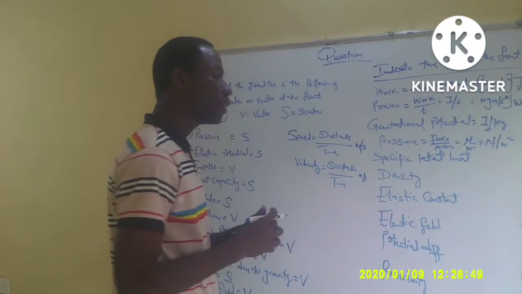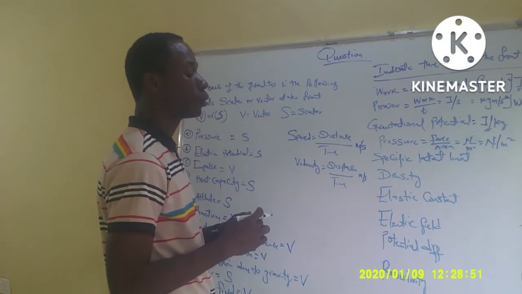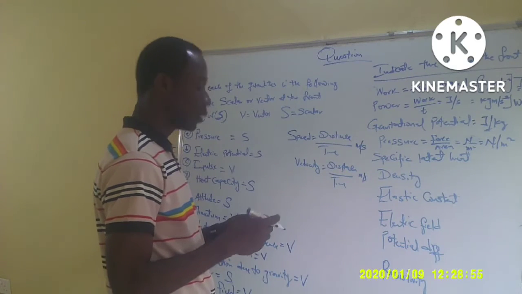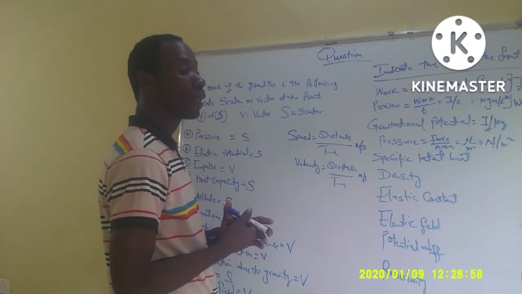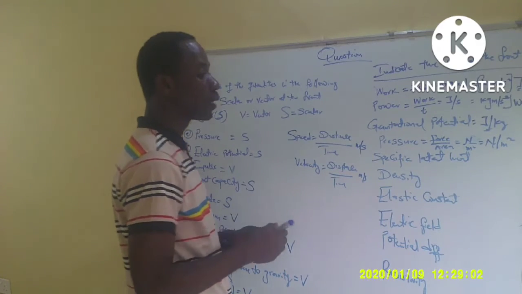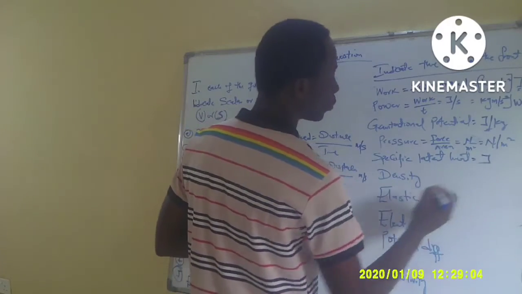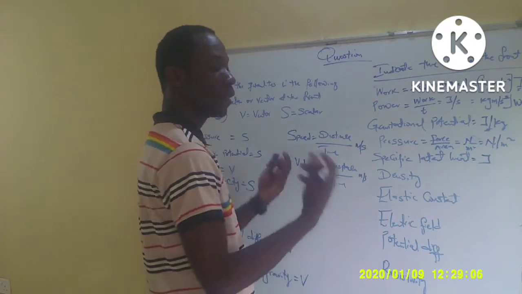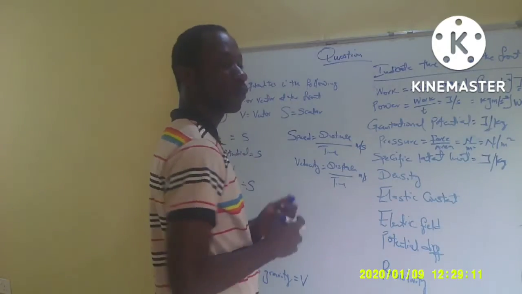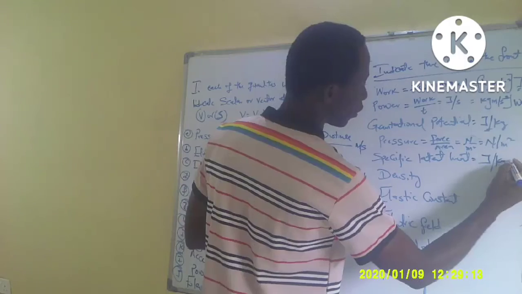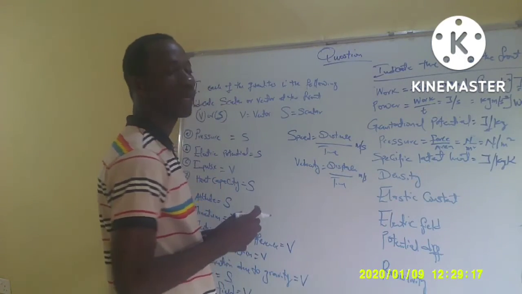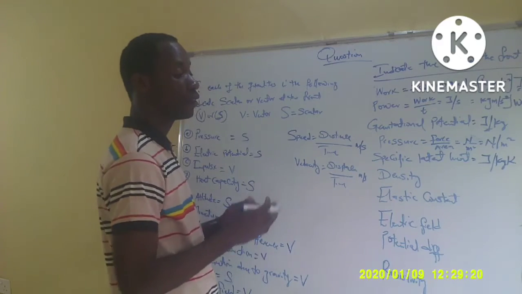Specific heat capacity, I told you, is the heat needed on an object for a temperature rise of 1 degree Celsius. Heat is measured in joule. Then the mass of an object is in kilogram. Taking temperature into consideration, we use Kelvin. So joule per kilogram per Kelvin, or you can say per degree Celsius.